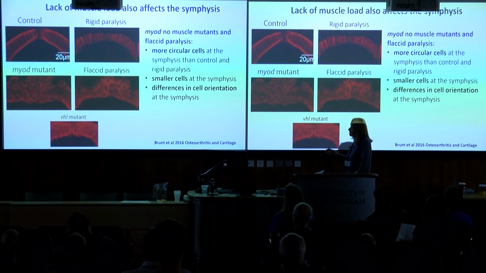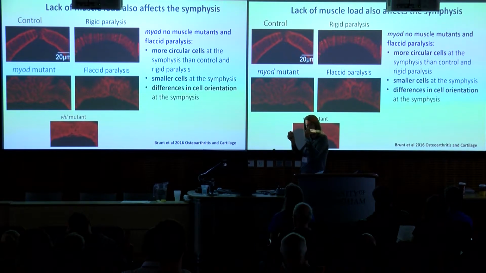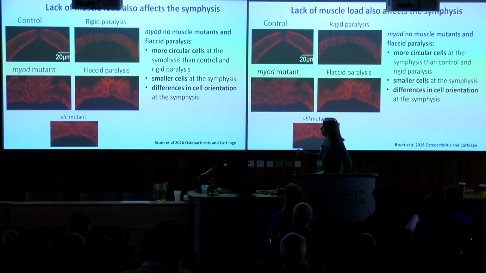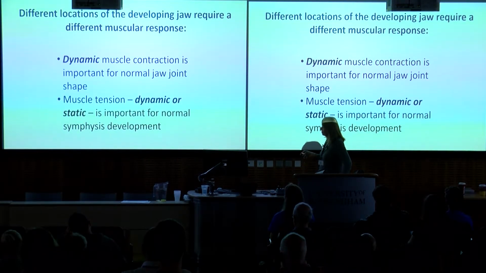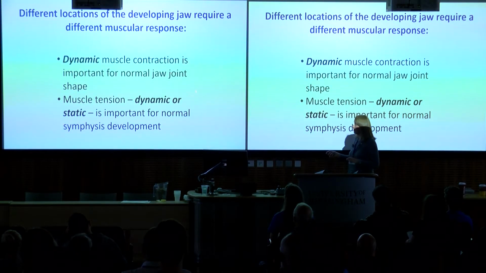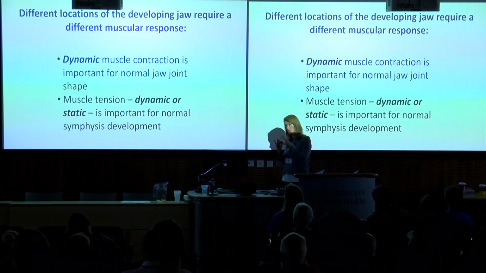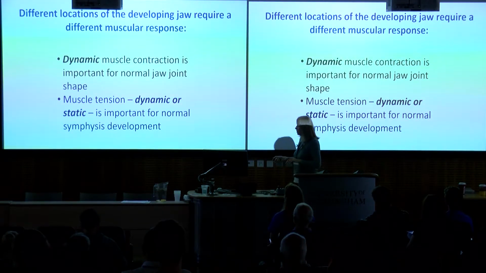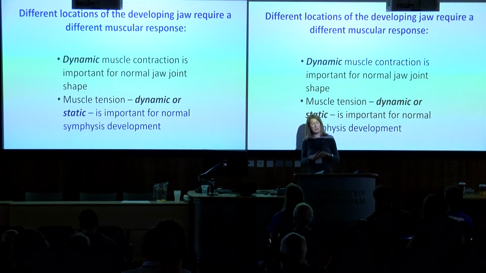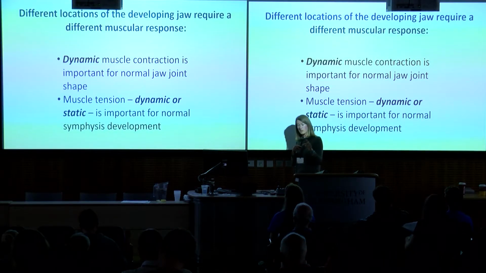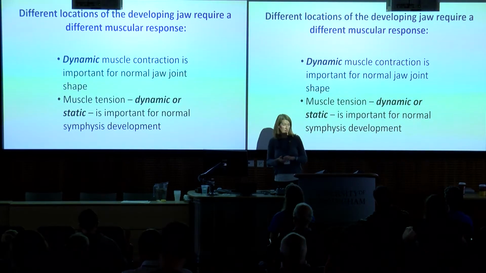Now, interestingly, when the muscles are contracting but just rigidly, the symphysis looks okay. So what we've found is that you need that dynamic muscle contraction for normal shape of the Meckel's cartilage and normal jaw joint shape. But you just need some kind of muscle tension for normal symphysis development. So the signal is different for different parts of the jaw as well.